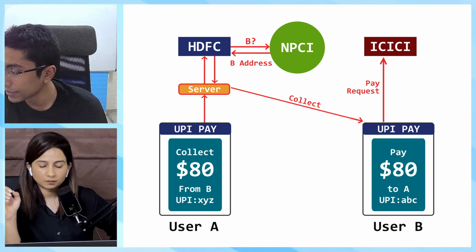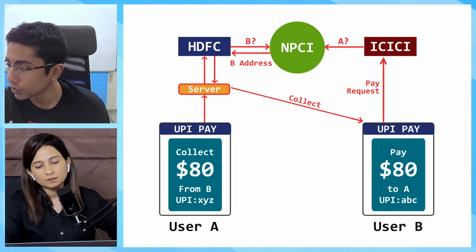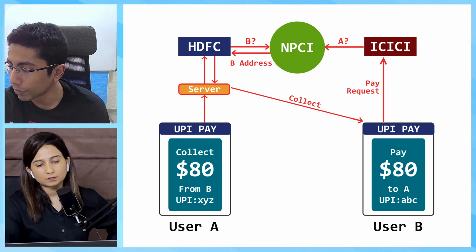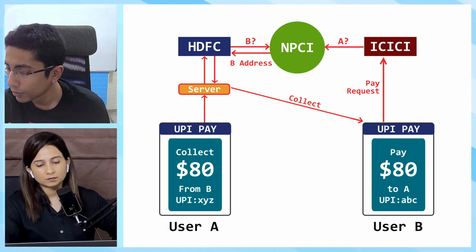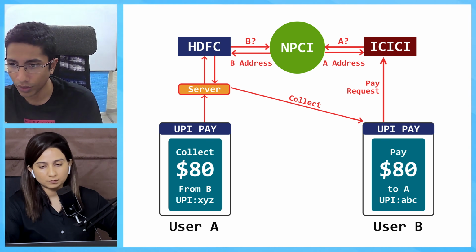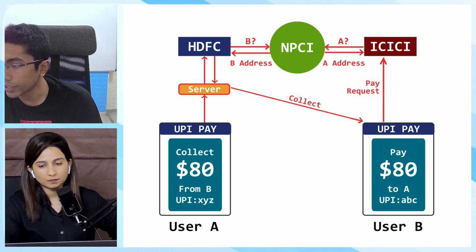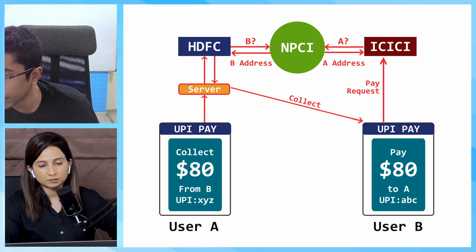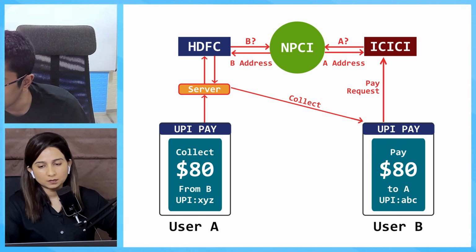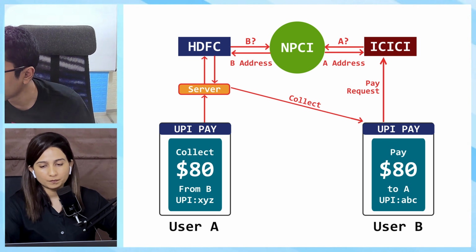This is ICICI. It checks whether B actually exists by connecting with NPCI. NPCI gives a successful response. B and A both exist, maybe. ICICI also checks whether B's authentication is taken care of by ICICI. I'm making a mistake here. Where does A exist? That is asked to NPCI. NPCI gives A's address, which happens to be in HDFC.